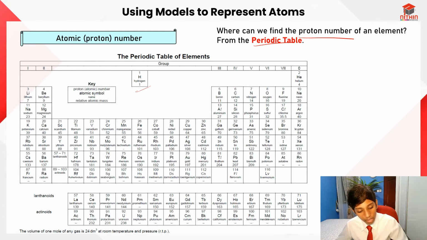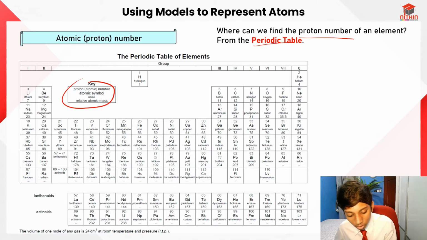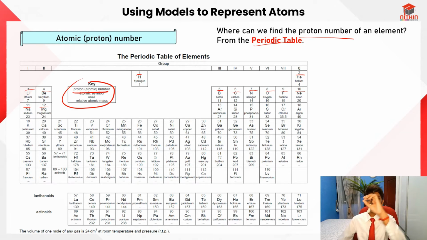And if you realize something, all the proton numbers, so here is actually the key, the proton or atomic number is at the top. All the proton numbers go in order. So hydrogen has 1 proton, helium has 2 protons, lithium has 3, beryllium has 4, boron has 5, carbon has 6, nitrogen has 7, oxygen has 8, fluorine has 9, neon has 10, sodium has 11, magnesium has 12, and so on and so forth. As you can see, it's always in order.